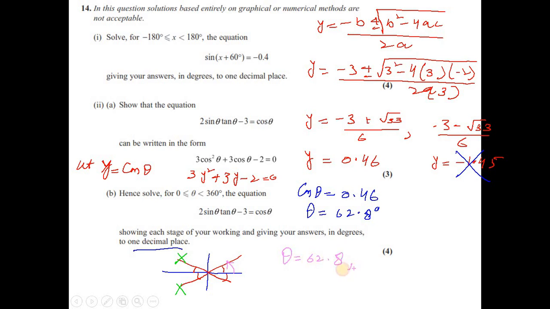This is our first solution, and the second solution starts again from the positive x-axis till the second line. That means this one, which is equal to 360 minus 62.8, which is 297.2. And if we go any further, we exceed 360 degrees. So that means we have only two solutions for that equation.